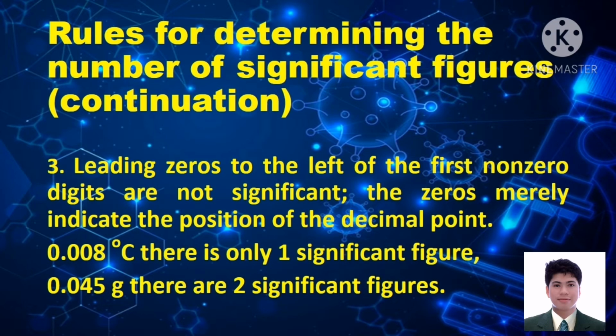Rule number 3: leading zeros to the left of the first non-zero digits are not significant. The zeros merely indicate the position of the decimal point. For instance, 0.008 degrees Celsius has only one significant figure. Next, 0.045 grams has two significant figures.